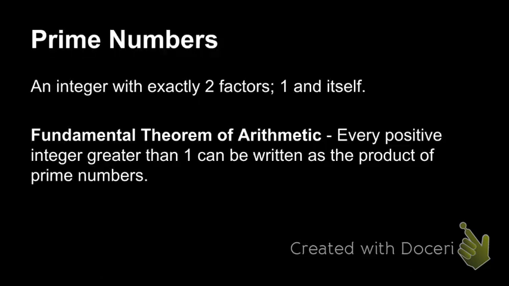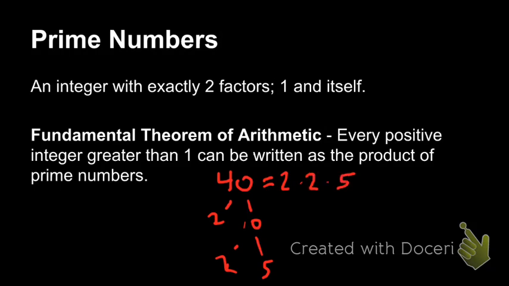And then last but not least, prime numbers. A prime is an integer with exactly two factors, 1 and itself. And the fundamental theorem of arithmetic says that every positive integer can be written as a product of prime numbers. So, let's go with 40. You got 2 times 10, and then 2 times 5. So 40 can be written as 2 times 2 times 5.